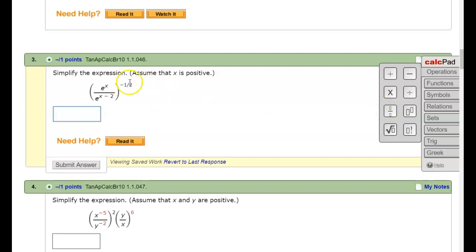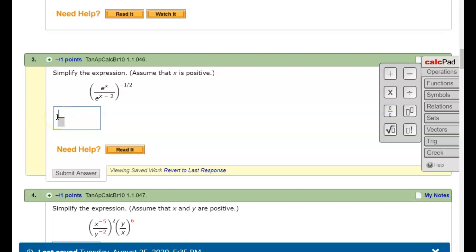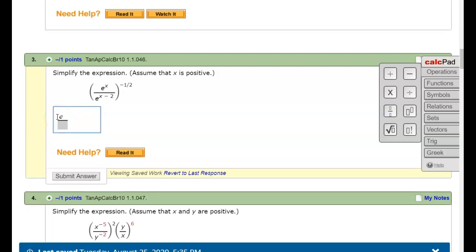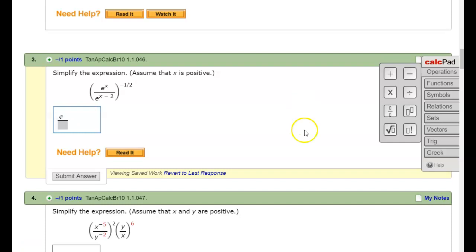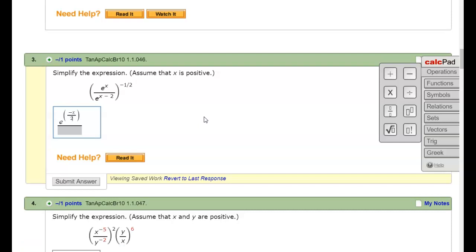It doesn't say that I need to have positive exponents, so I could just put this in and I end up with e to the, this is going to be x over 2, so I want a fraction up here, and it needs to be negative x over 2 over 2. The down arrow will help me get to the 2.